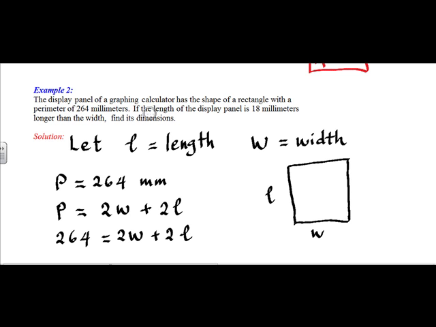They say that the length of the display panel is 18 millimeters longer than the width. Now, let's try to translate this into an equation. We let the length stand for L.